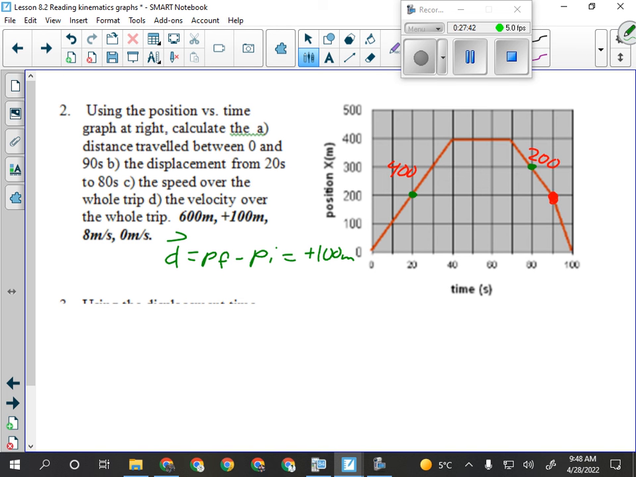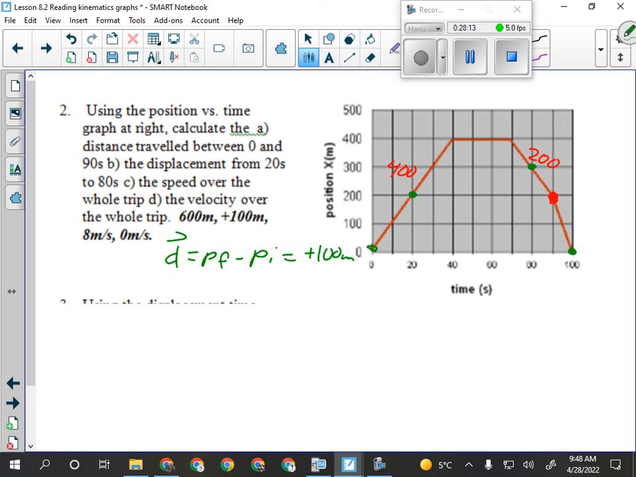Okay, everybody all right with that? And then the speed over the whole trip. Well, it goes 400 up and 400 back, so the total distance traveled is 800 meters. Everybody okay with that? Right? And that takes 100 seconds, so 8 meters per second would be our average speed over the whole trip. And our average velocity over the whole trip is 0, because our final position is the same as our initial position, right.